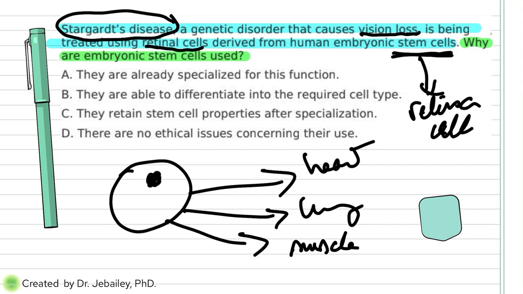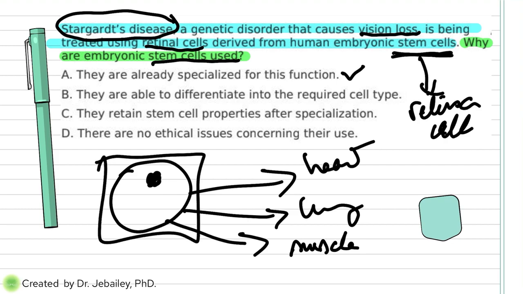So what are the options? They already specialize in this function. So here it says, why are the embryonic stem cells used? This first option is saying that stem cells already do the retinal job. That's not true. Stem cells here are undifferentiated. That means they don't have a job yet. So I would even cancel this. I wouldn't waste my time with this.